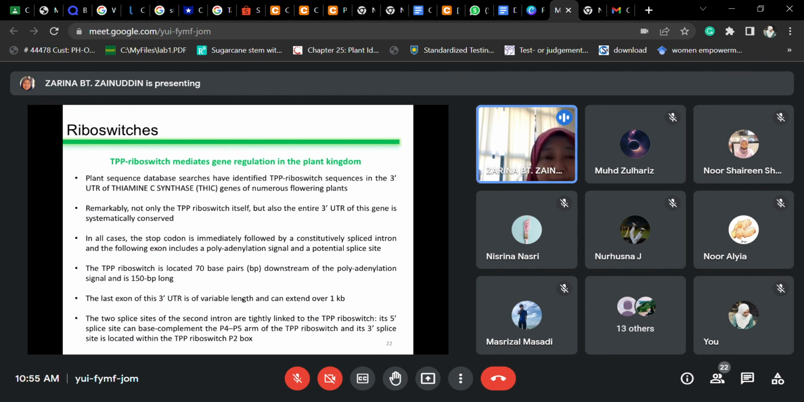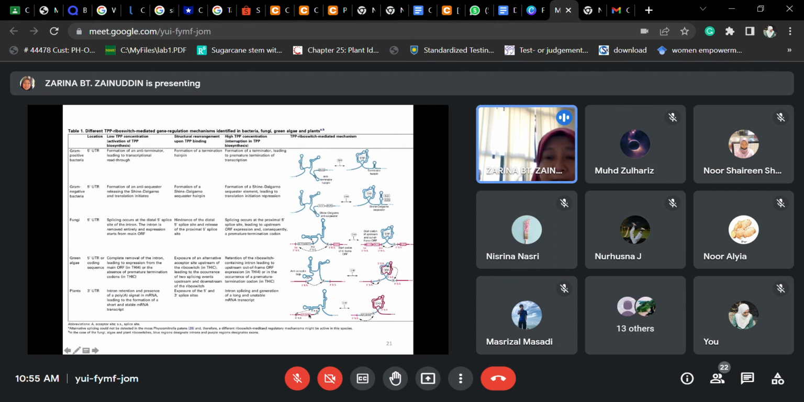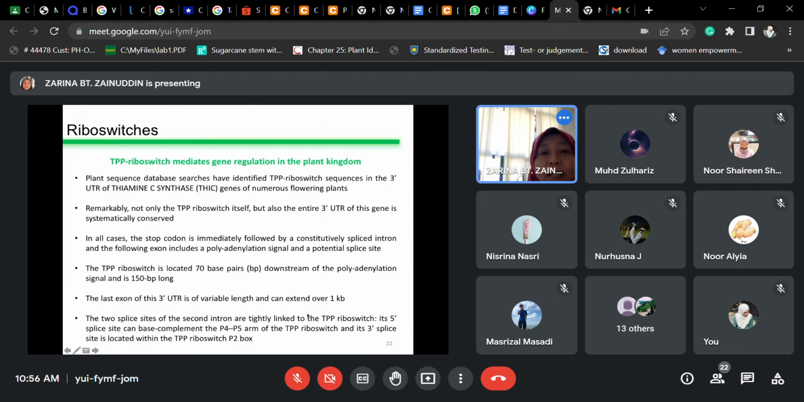Okay, so remarkably, not only the TPP riboswitch itself, but also the entire 3' UTR of this gene is actually conserved. So in all cases, the stop codon is immediately followed by a constitutively spliced intron, and the following exon includes a polyadenylation signal and a potential splice site. Okay, we have seen that earlier, right? There is intron splicing or intron retention, and also a poly-A tail. And the TPP riboswitch is located 70 base pairs downstream of the polyadenylation signal, and the TPP riboswitch is 150 base pairs long. Okay, and the last exon of this 3' UTR is variable and can extend over 1 kb.